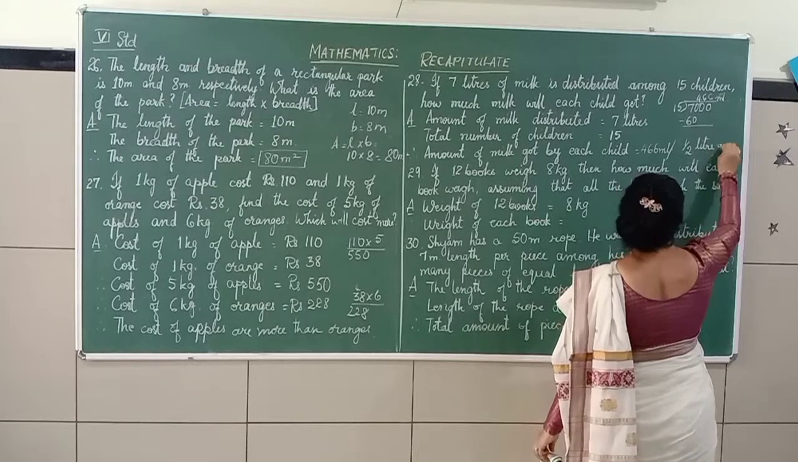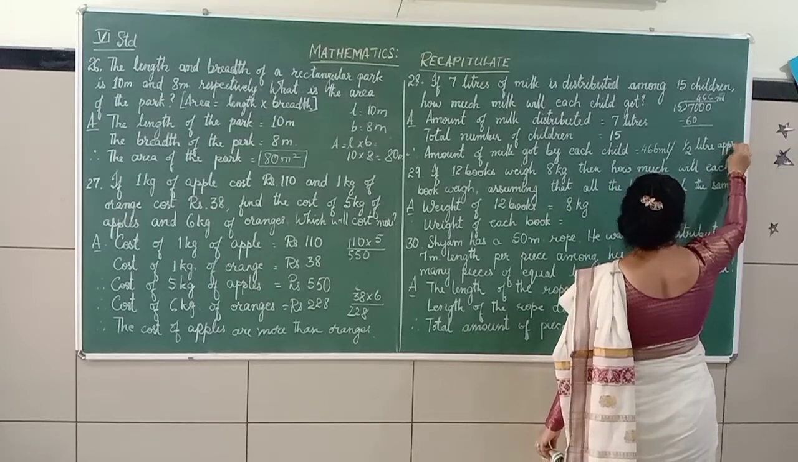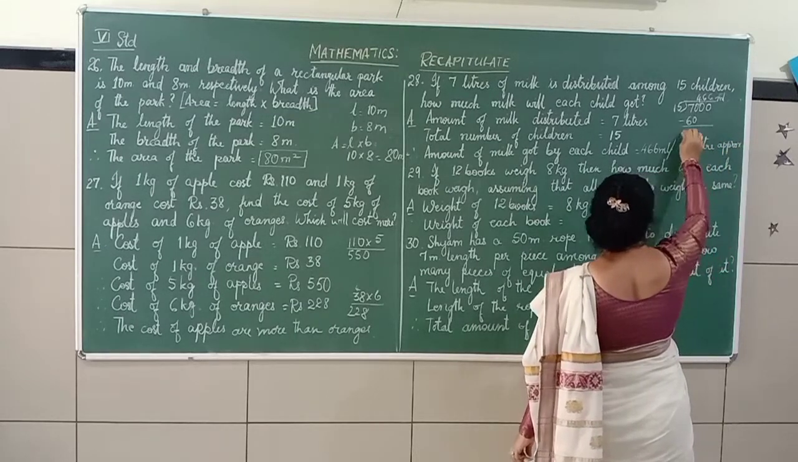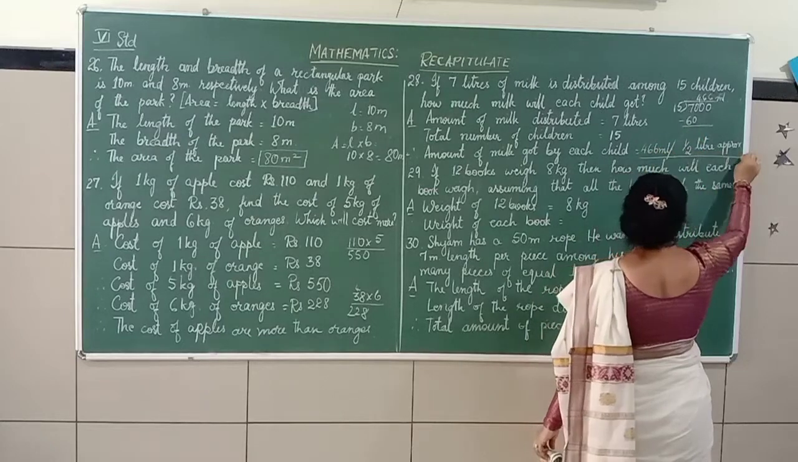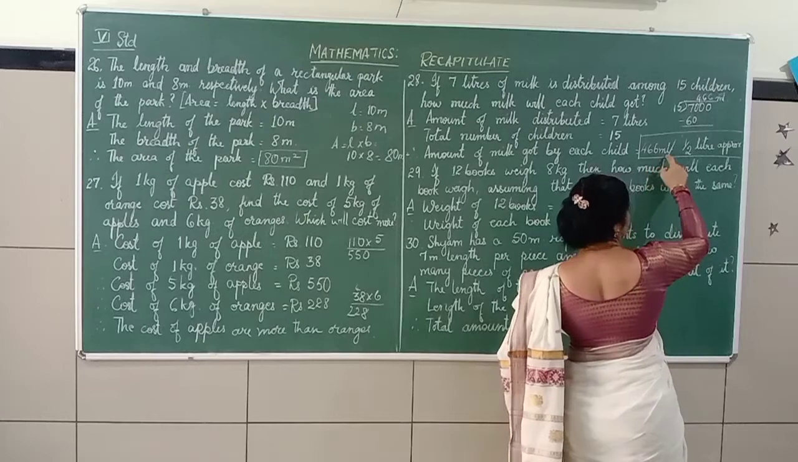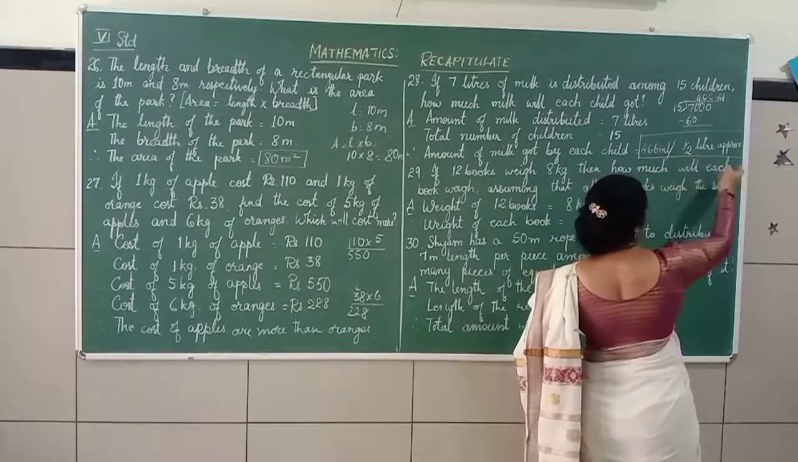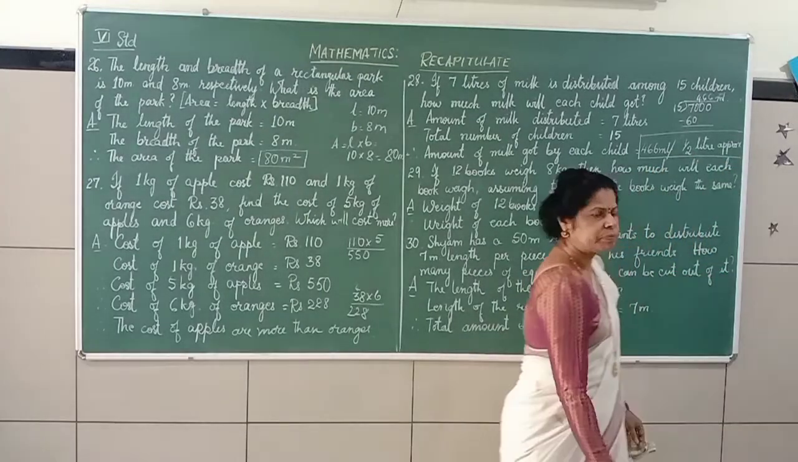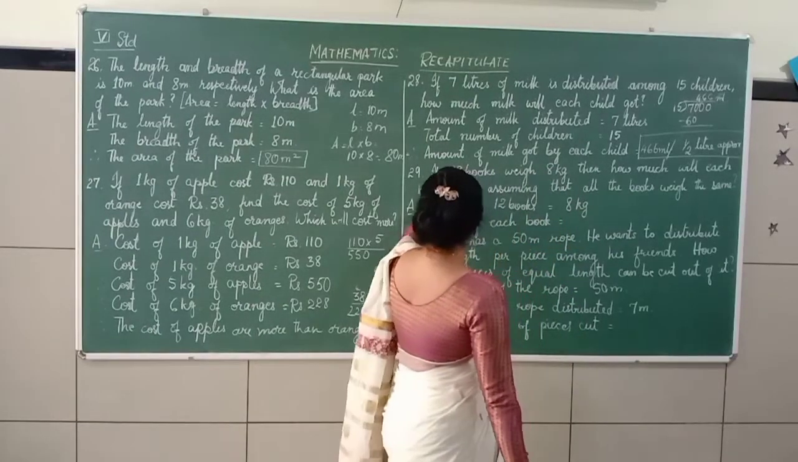Half liter approximately. Approximately half liter. Understood? This will be our answer. In ml, 466 ml you can write, that is milliliter, or approximately half liter. Coming to the next question.